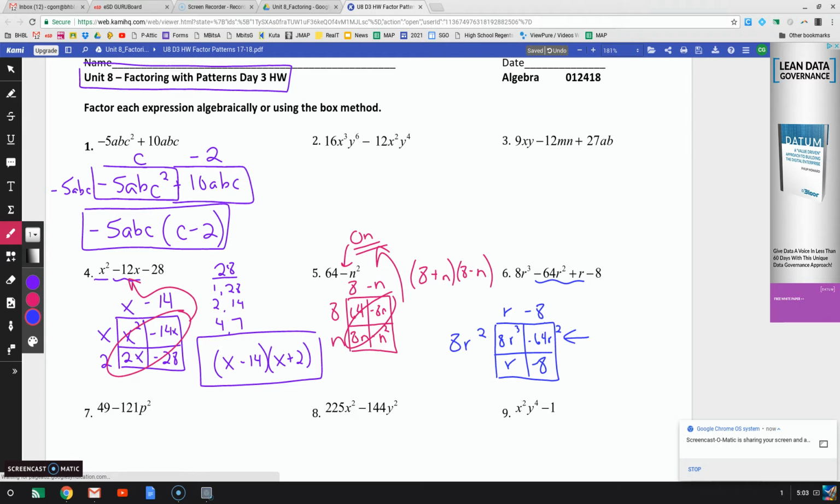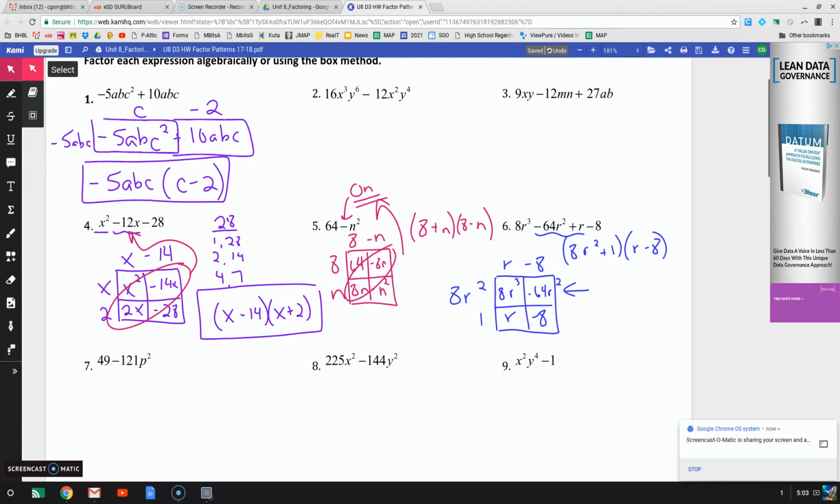Now I go down here. Well, if that's an r, that had to be a 1. Does this multiply to negative 8? Absolutely. So my factored form is 8r squared plus 1 times r minus 8, and that's my full factored form.